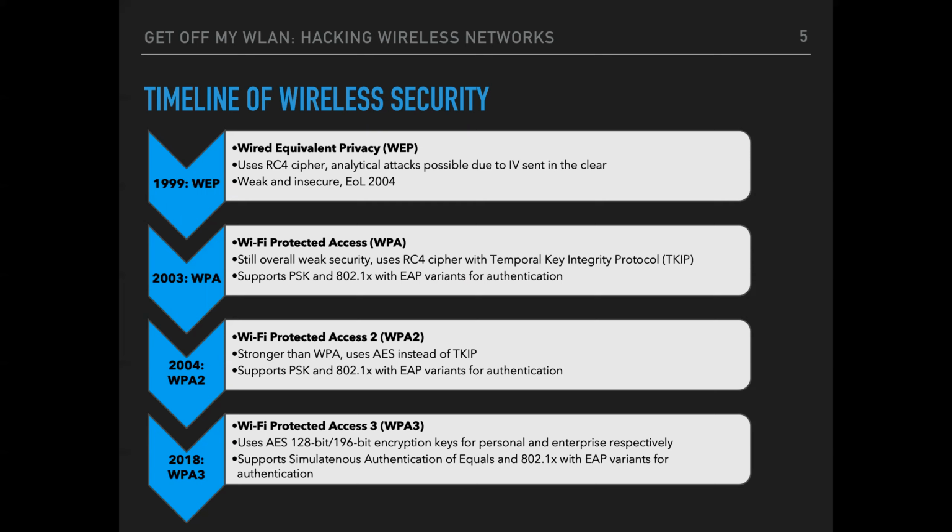And in 2018, the third iteration of WPA was released, and this uses AES 128 and 192-bit encryption keys for the personal and enterprise configurations, respectively. And for the pre-shared key encryption, this uses the simultaneous authentication of equals, which is a more secure way of password authentication. And so for us as an attacker, this means the recovery of that pre-shared key through our brute force attacks, which we'll cover here shortly, is going to be much more difficult with a WPA3 configured network. However, we still have support with the 802.1x support and EAP variants for the enterprise configuration as well.